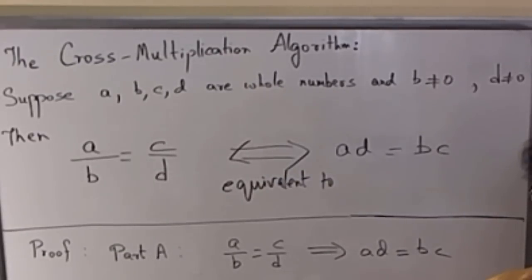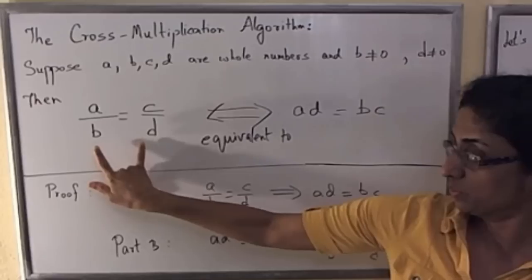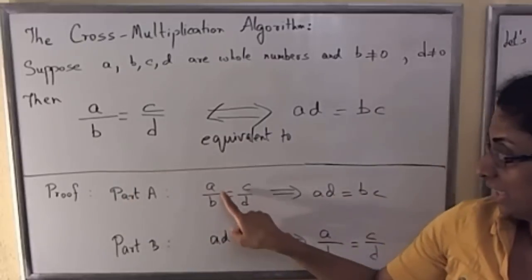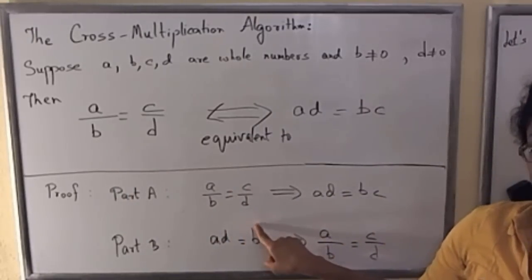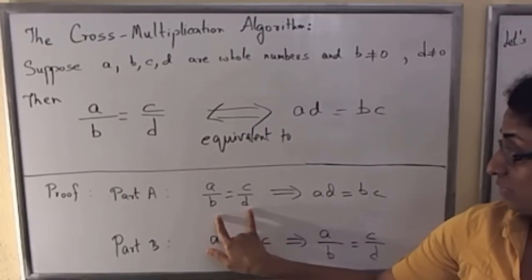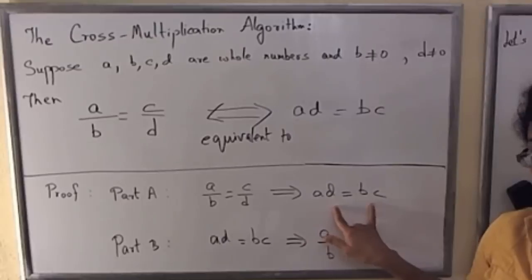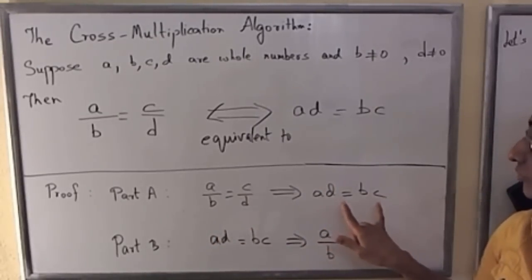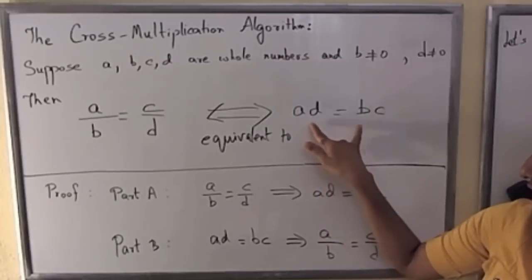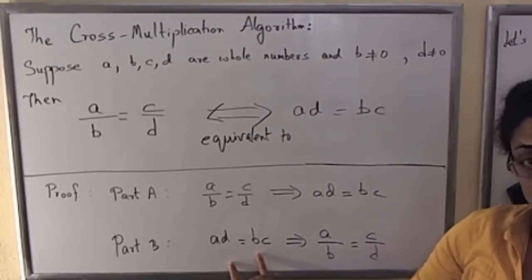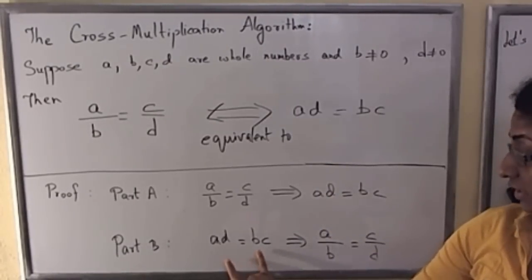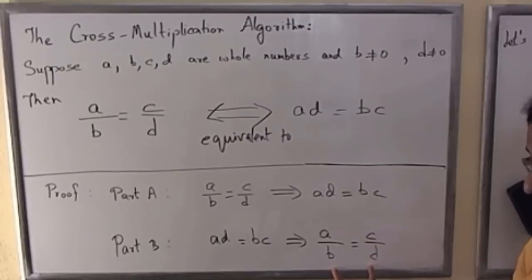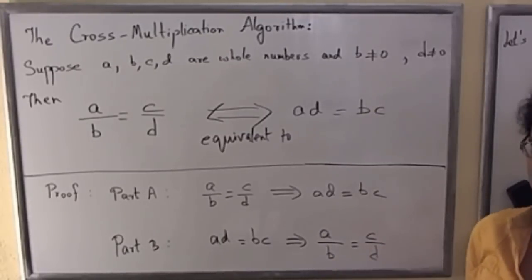It's a very useful algorithm, and to prove it, what we'll do is first we'll assume this statement is true, A over B equals C over D, and then we will show that statement implies that this statement is true. So from there we'll try to arrive at this equation. And for part B, we'll assume this part, AD equals BC is true, and then we'll show that if that is true, then this equation must be true. That's how we're going to proceed in the proof.